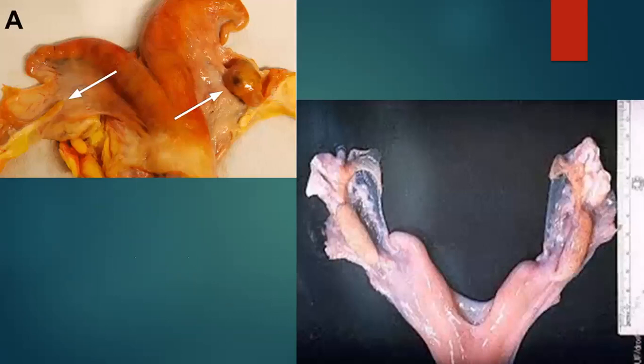In the picture, in the top left, you can see the right ovary of this specimen is normal, and you can also see one follicle in this ovary. The left ovary is hypoplastic and appears just as a pod-like thickening. There is no proper ovarian structure on the left side. In the picture at the bottom, both the ovaries are hypoplastic. So it can be unilateral, it can be bilateral.